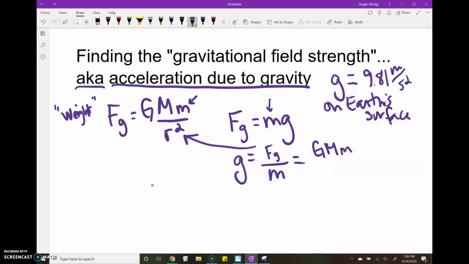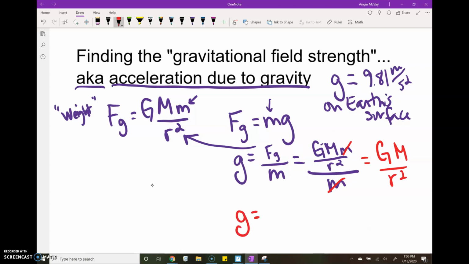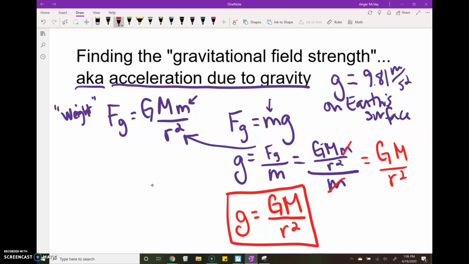G M M over R squared divided by m, right, weight over mass. And it turns out these little masses cancel out. G capital M over R squared. So let's rewrite that again. Gravitational field strength, or the acceleration due to gravity, equals G times the big mass, like the planet an object is near, over R squared. This is the equation for gravitational field strength, or acceleration due to gravity.